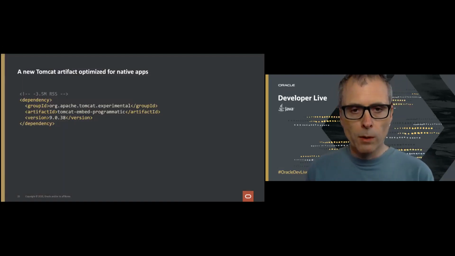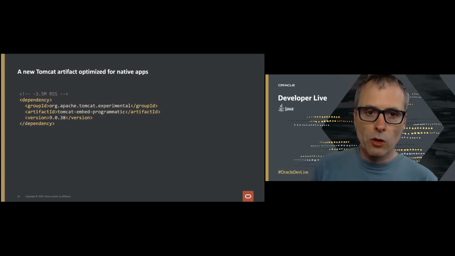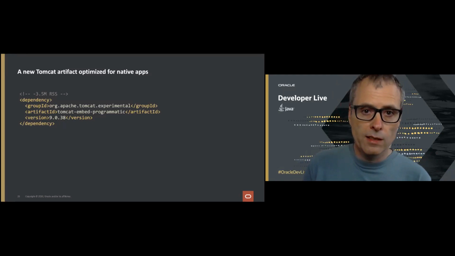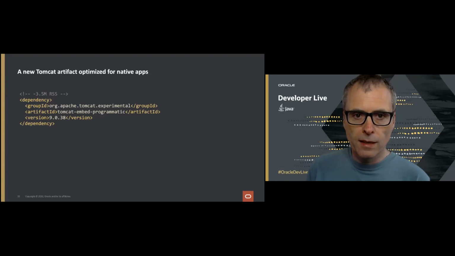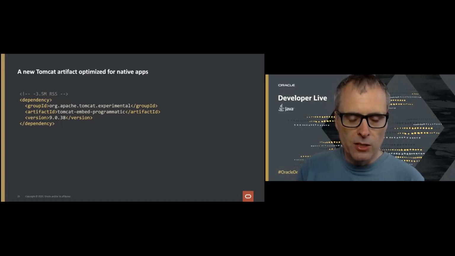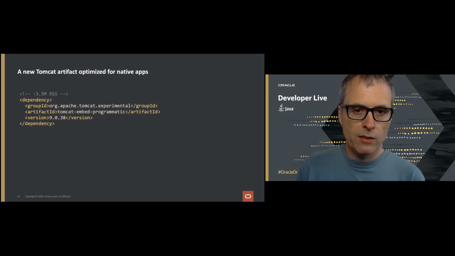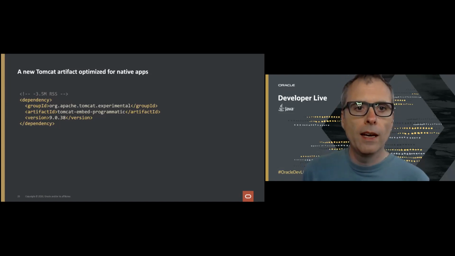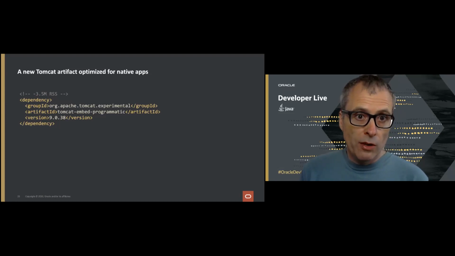It's not just Framework and Boot. We're also working with the Tomcat team, and we have created, it's in the experimental group right now because we're still baking it, an artifact called Tomcat Embed Programmatic. This is a cut down version of Tomcat that is optimized for native image analysis. So the GraalVM native image is analyzing the code paths within here. It can do a much better job with this artifact and throw much more away. And so if you use that, you'll save 3.5 meg RSS.